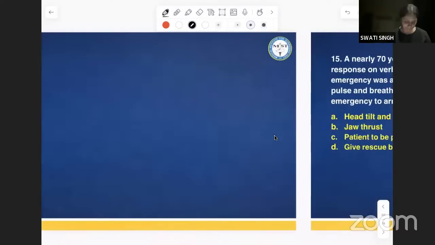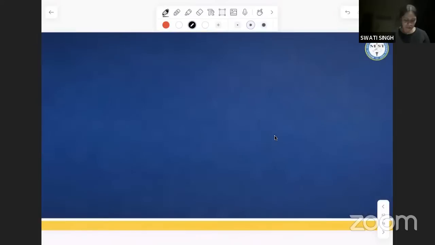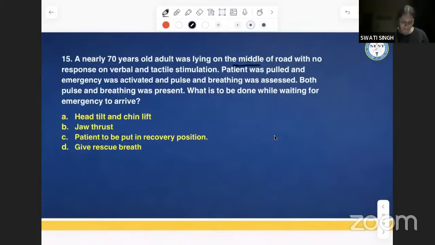Okay, next question. A nearly 70 years old adult was lying in the middle of the road with no response on verbal and tactile stimulus. The patient was pulled aside and emergency was activated. Pulse and breathing were assessed. Both pulse and breathing were present. What is done while waiting for the emergency to arrive? So very simple question. The patient was in the middle of the road with no response on verbal and tactile stimulation.